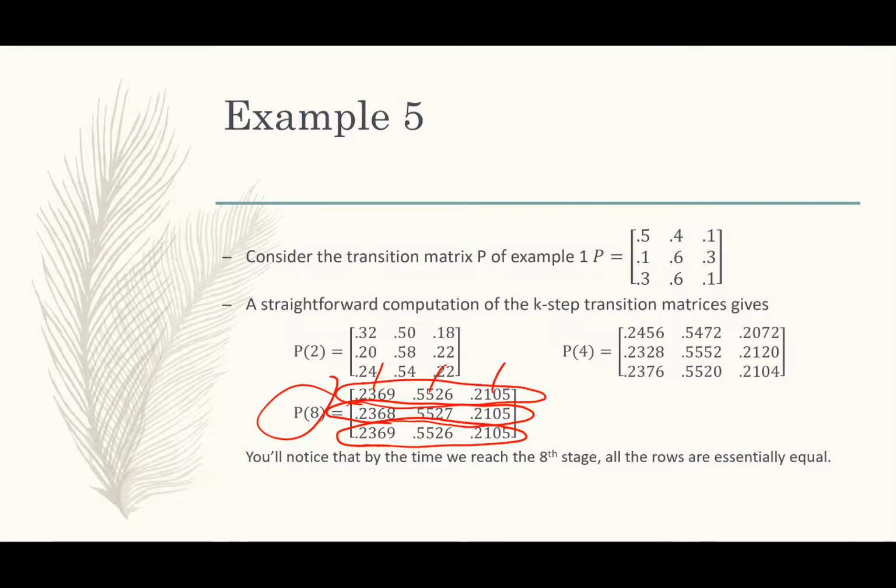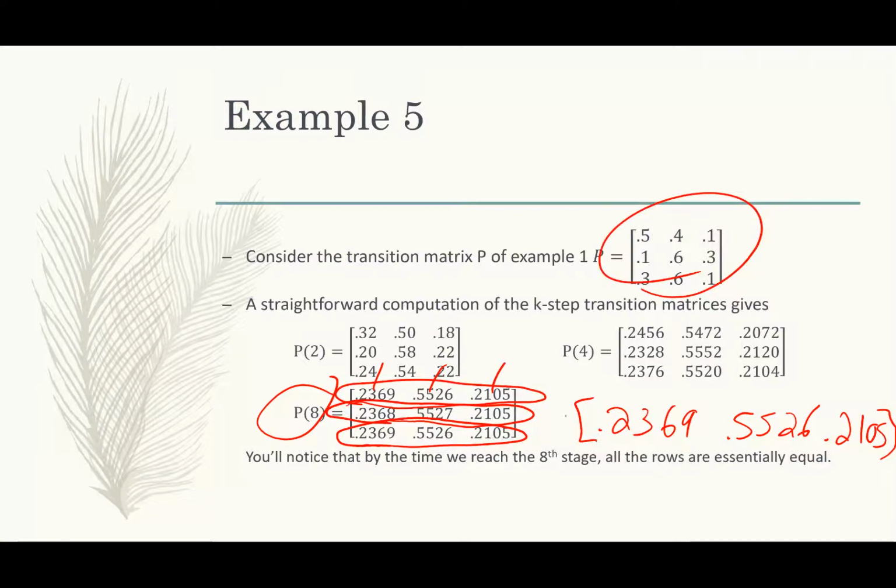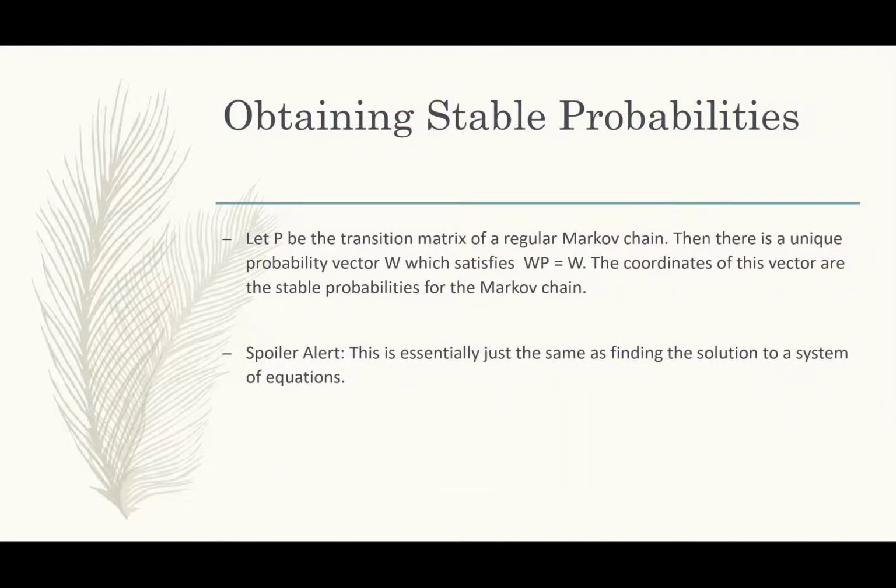So my stable vector in this problem would basically probably be the 0.2369, 0.5526, and 0.2105. When I ask what's the stable vector for this problem, it's going to be this, because that's essentially what all the matrices are approaching. Okay, but we're going to do it with fractions, and that's not going to be too big a deal. Our calculator can tell us the fractions.